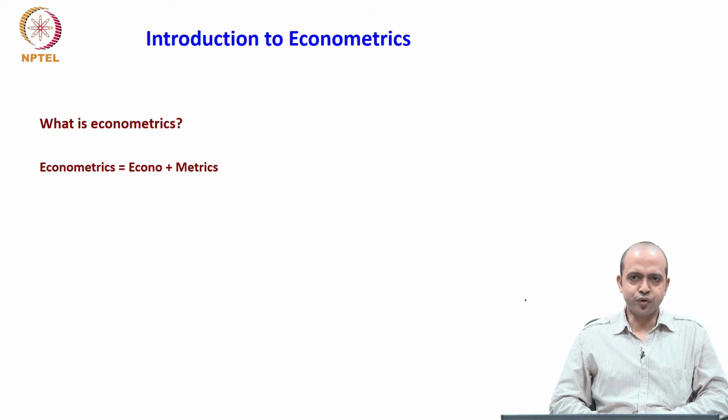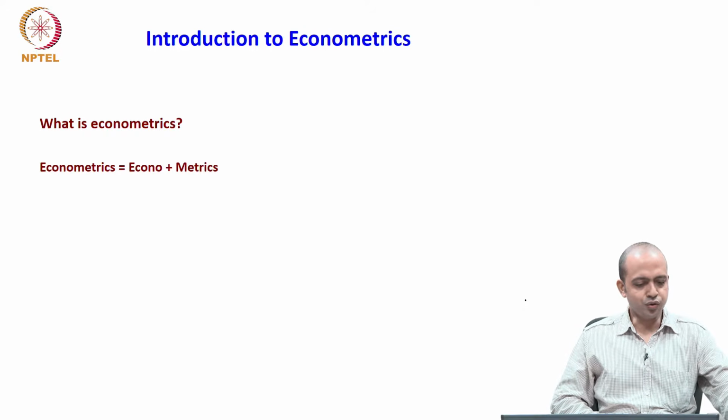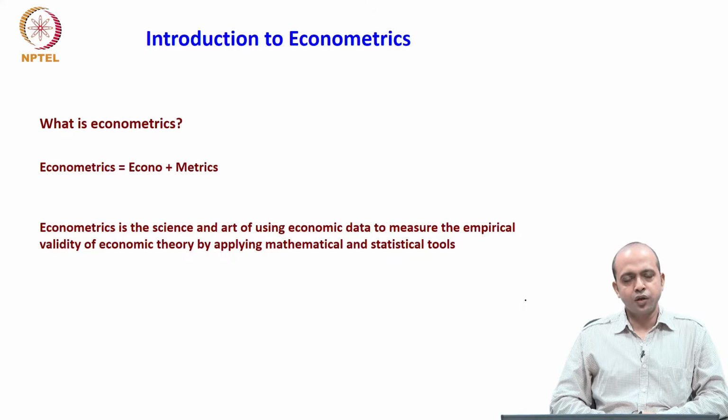Now, the next question that comes to our mind when we say measurement of economics is, what are we actually going to measure in economics? We are going to use econometric tools to measure the empirical validity of economic theory. So, if you look at the definition, it says econometrics is the science and art of using economic data to measure the empirical validity of economic theory by applying mathematical and statistical tools.